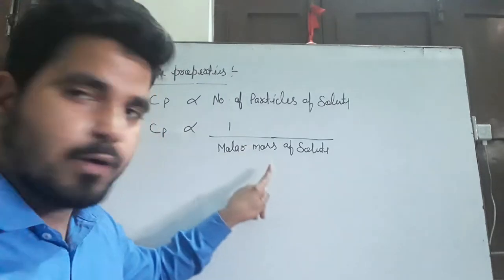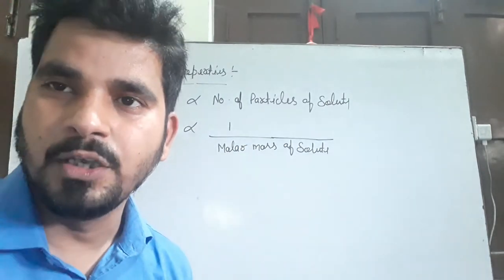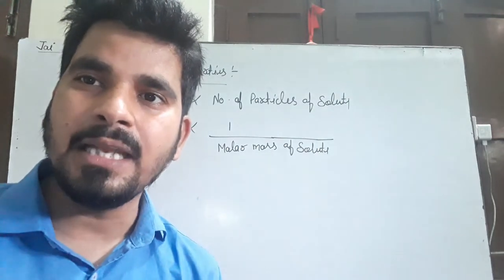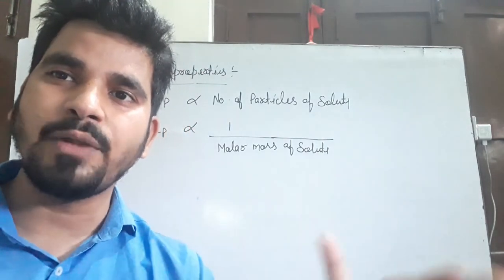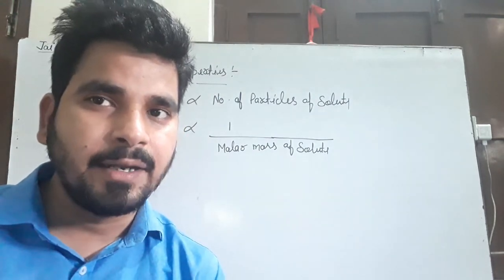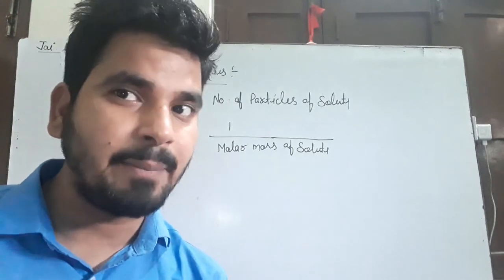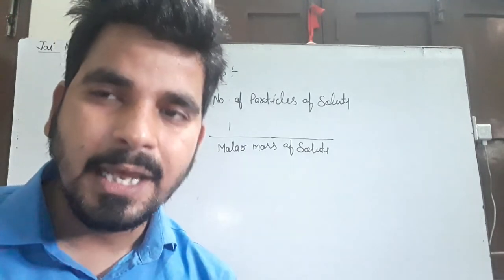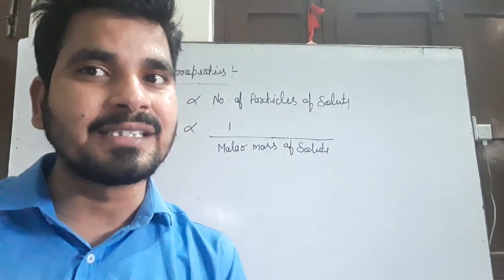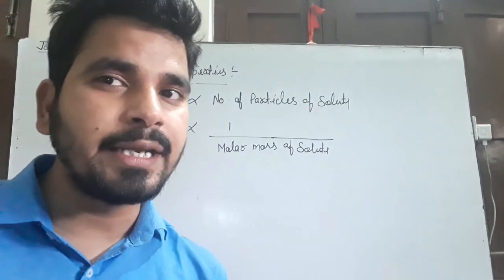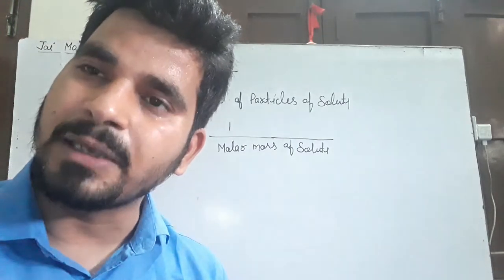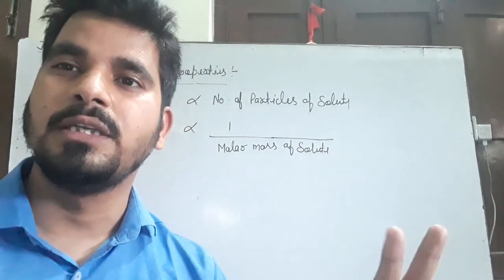Suppose you have taken NaCl. What happens in NaCl? After dissociation, it gives out Na plus ion and Cl minus ion. So you have added one particle, but after dissociation you have got two particles. So the number of particles increases. We can say that in terms of colligative property, in case of NaCl, it increases, because after dissociation we are getting two particles.